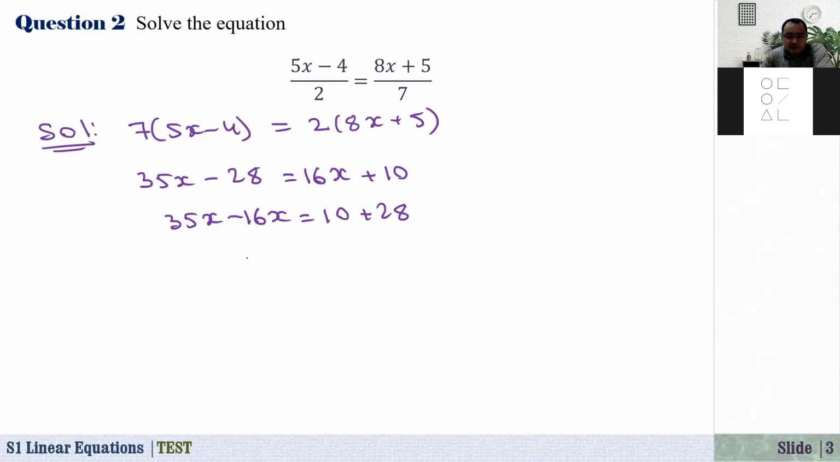35 minus 16, that's equal to, what is it? 19x. 10 plus 28, that is 38. So from here, x equals 38 over 19, that's equal to 2. So the solution of this equation is 2. That means that if you substitute 2 into the equation, the left-hand side and right-hand side will produce the same value, or they will be equal to each other.